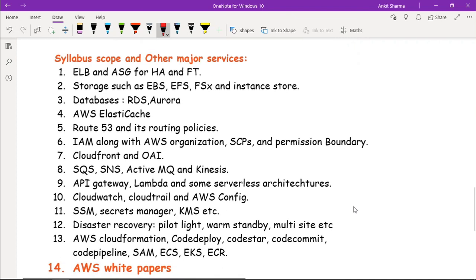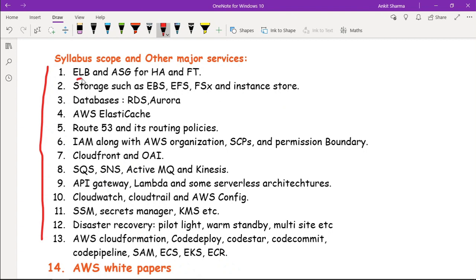Let's talk about the rest of the syllabus. You can see this and note all these services down. This is the entire syllabus. I have mentioned all these things. This is the last one, and you can see it has all the essential services which are required if you want to prepare for this exam. And I'll give you an overview of each and every one.